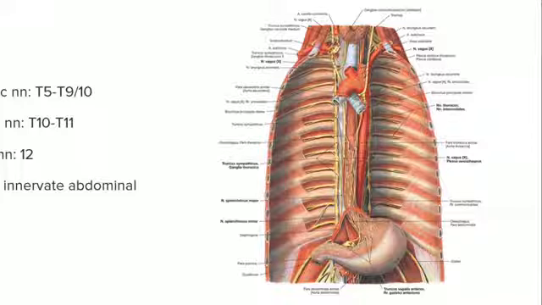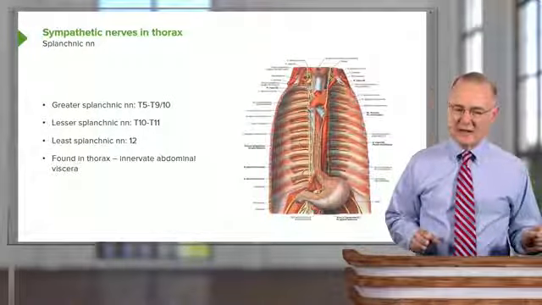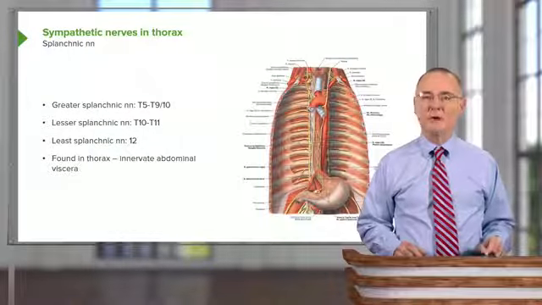Another term here, and the artist is using this, is major splanchnic. We also have the lesser splanchnic starting to form here. And again, T10 and 11 will help form the lesser splanchnic. The least splanchnic is not recognizable in this particular illustration.